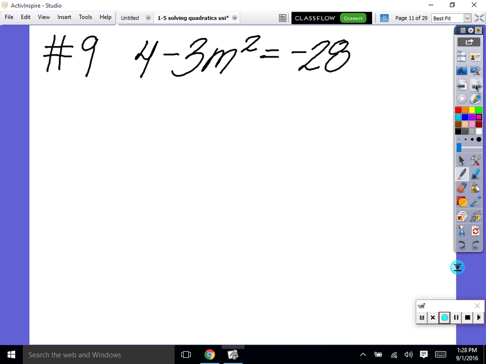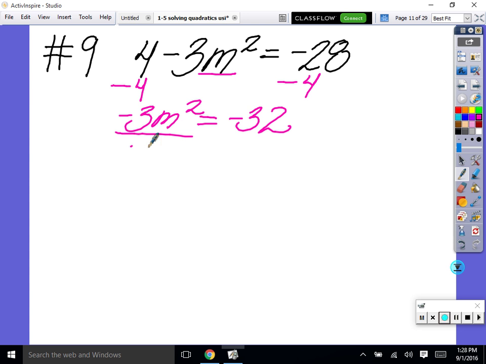Let's do another one. Number 9. 4 minus 3m squared is equal to negative 28. We would not solve by factoring because notice we're missing a bx, right? Even though there's 3 things, none of them have an m, just an m squared, right? So we isolate the square. So we're going to first subtract 4. So we have negative 3m squared is equal to negative 32, correct? Divide by negative 3, divide by negative 3. So we have m squared is equal to, a negative divided by a negative is positive. Does 32 divide by 3? We will try that first. Nope, so you leave it as 32 over 3.